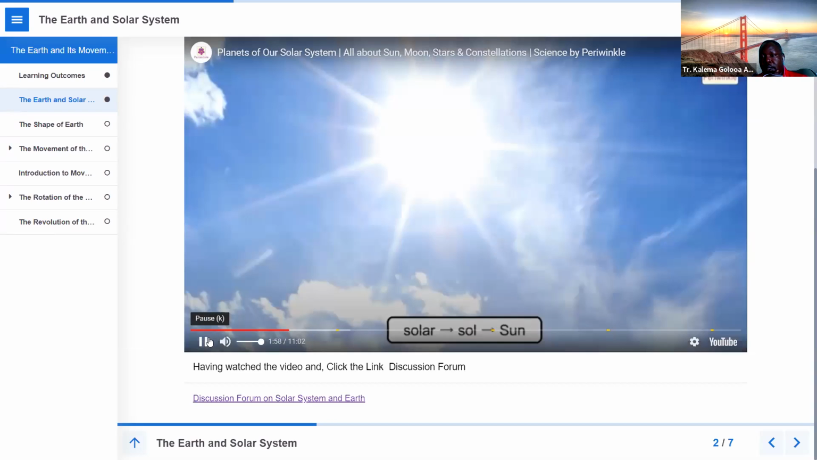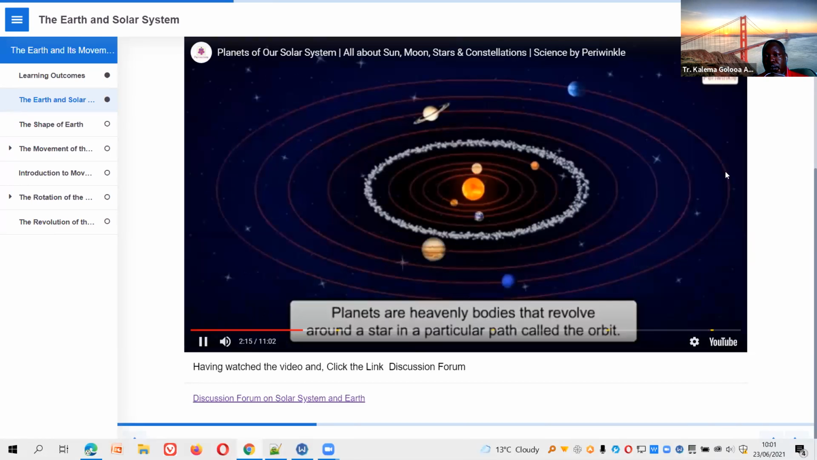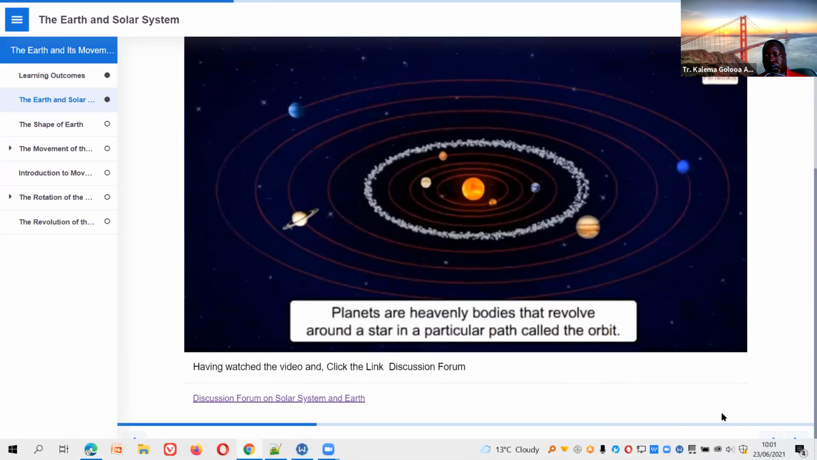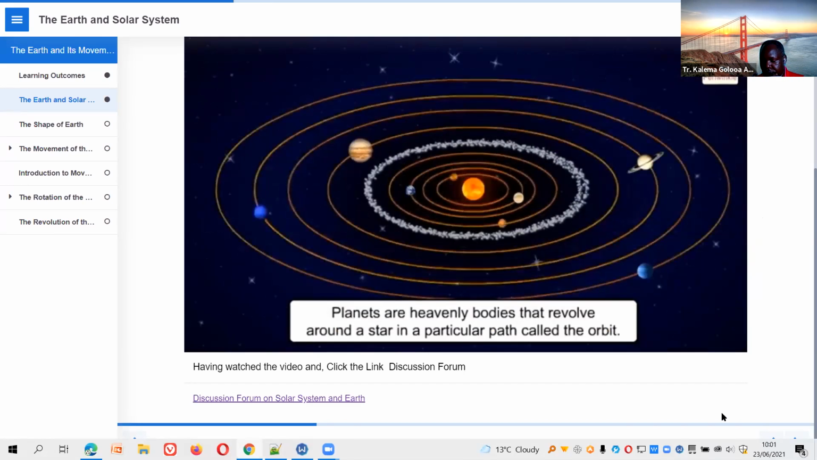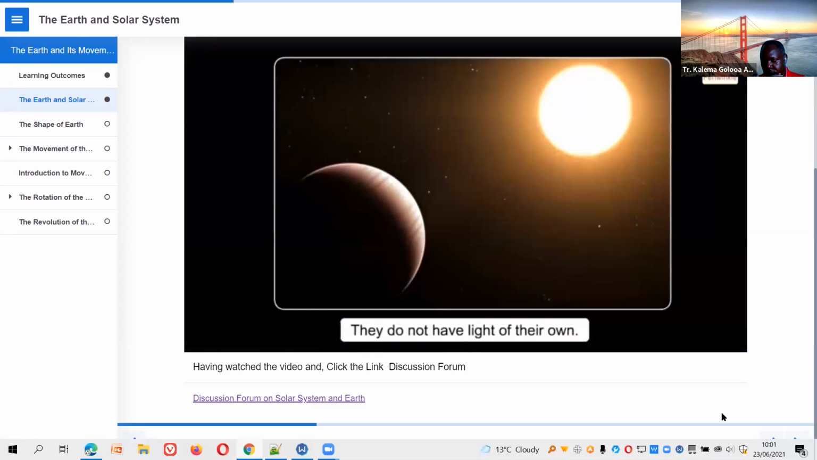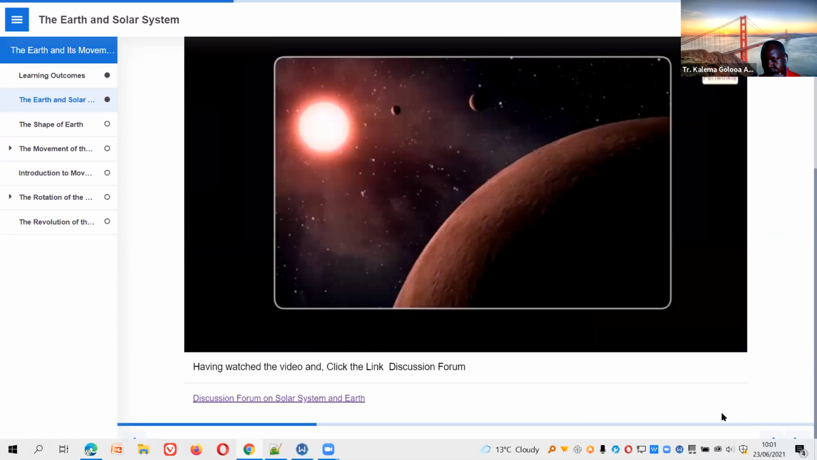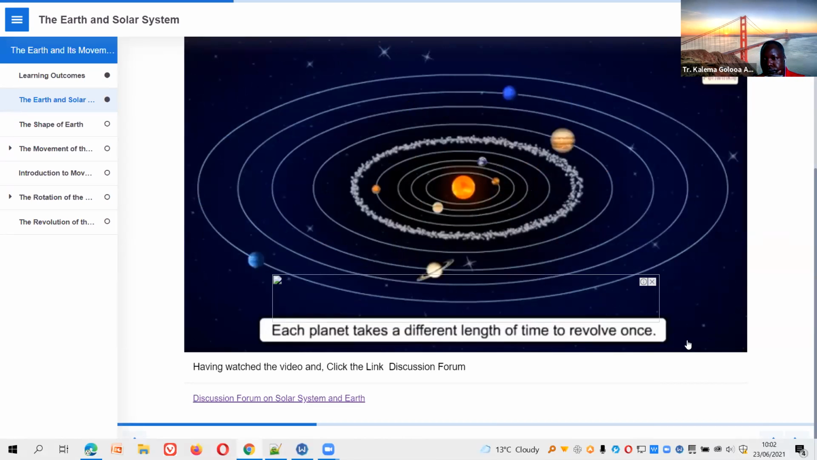Solar energy refers to anything that uses or operates with the sun's energy. Planets. Planets are heavenly bodies that revolve around a star, for example the Sun, in their own particular path called the orbit. The orbit is elliptical or oval in shape. They do not have light of their own. We see them shining because they reflect the light of the star around which they revolve. Because they are all at different distances from the sun, each one takes a different length of time to revolve once.